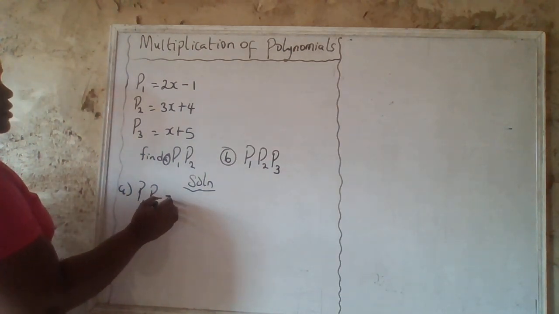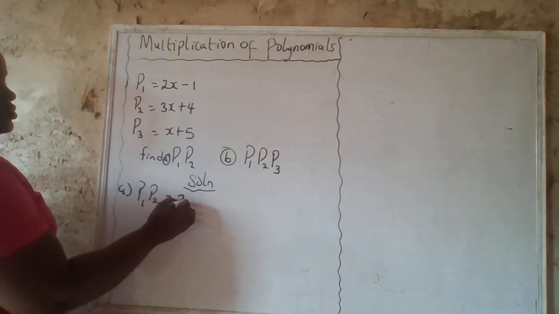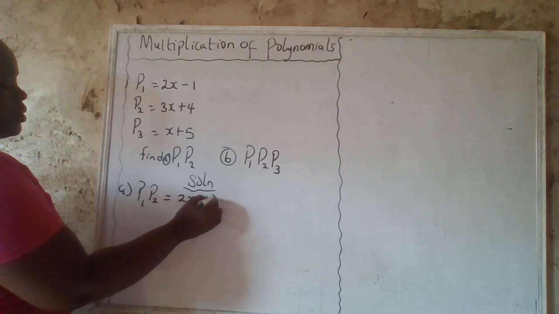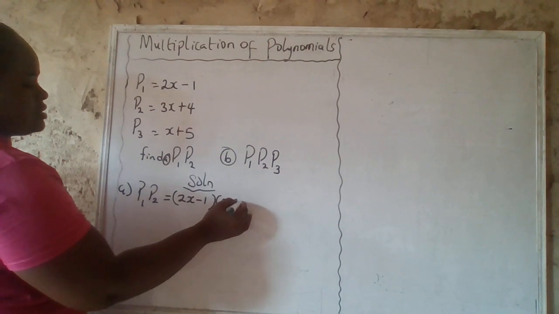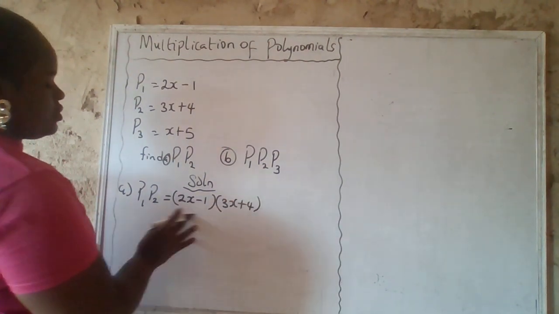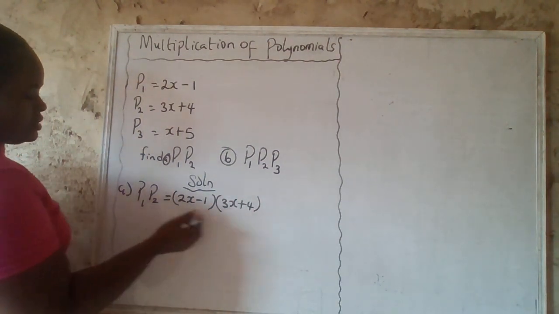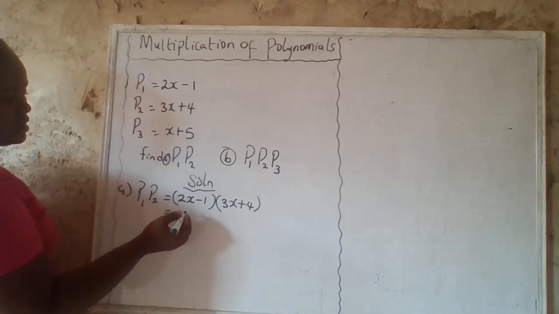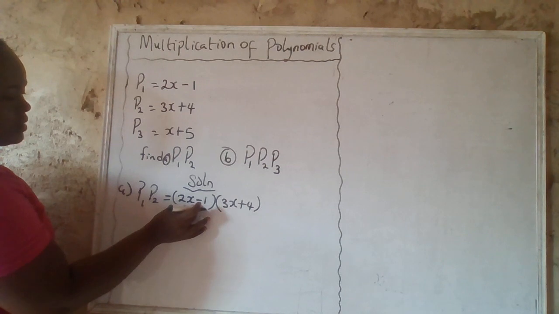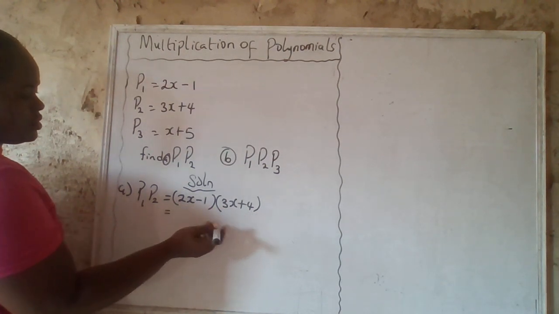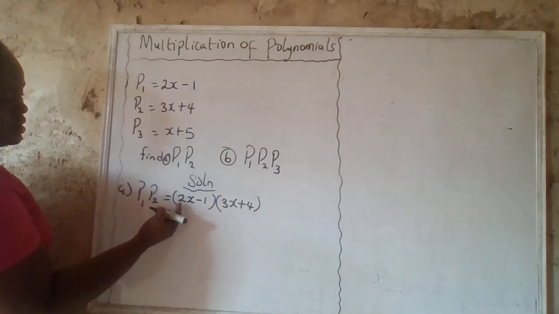So we are going to have our P1 as 2x minus 1 multiplied by 3x plus 4. When you have this, you just have to expand. So now taking it in terms, I will use 2x to multiply everything in this bracket and minus 1 to multiply everything. So let's do it.